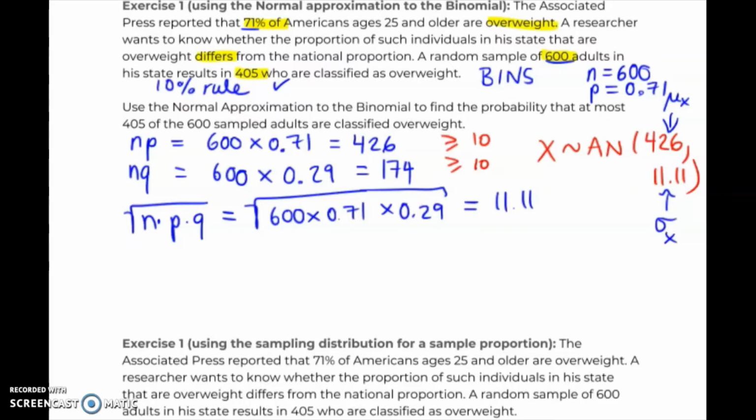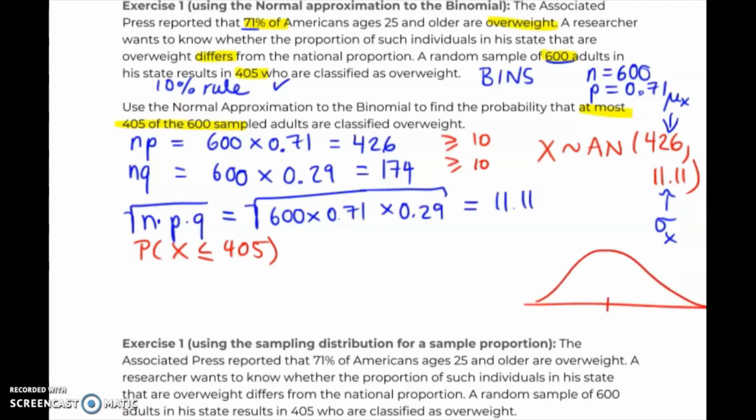We're now finding the probability that at most 405 of the 600 sampled adults are classified as overweight. And we're just going to use the simplified form. We're not using the continuity correction, which we talked about in the last section. That is really more for extra credit. Going into inferential statistics, we're no longer going to look at a continuity correction. So at most 405 means less than or equal to 405, and we're simply going to use our online calculator.